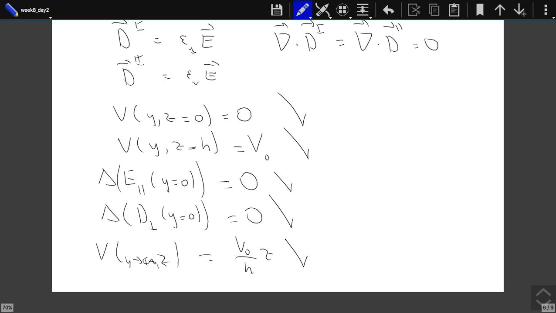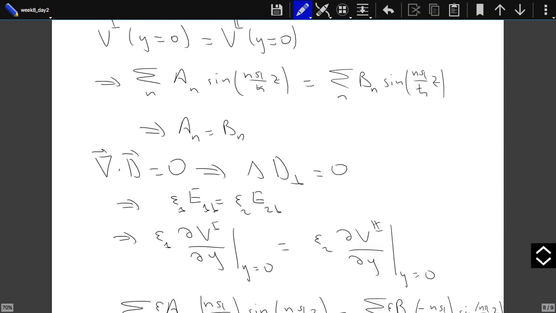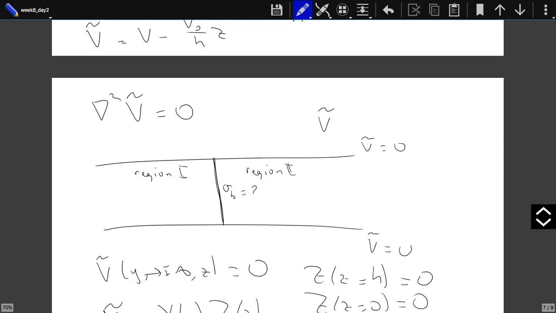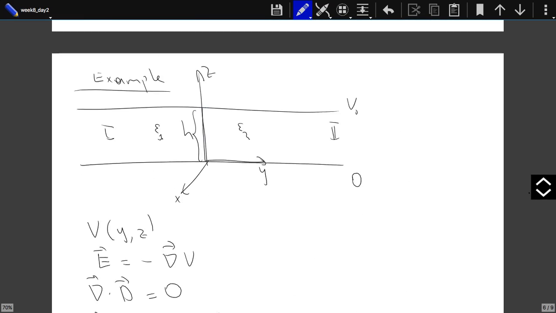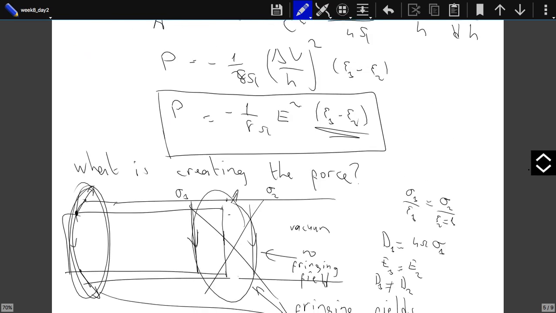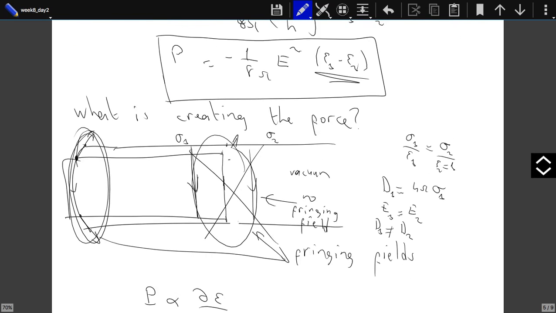You see, that also agrees with our conclusion that the force is basically created by the edges. So if you don't have any edge, there is no force. If the ends of the capacitor don't exist, then there is no force acting on the system.